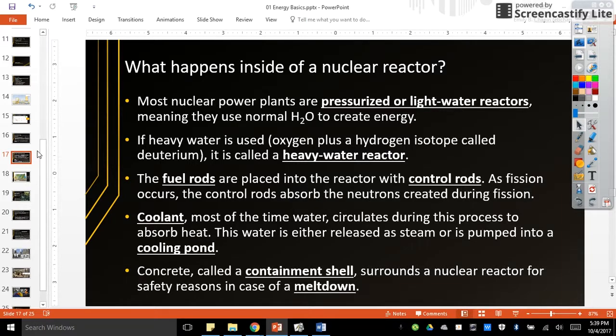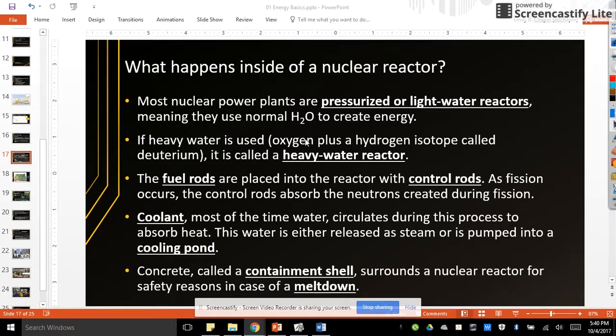If we use something called heavy water, which is water made with an isotope of hydrogen called deuterium, hydrogen in its nucleus just has one proton. Deuterium has a proton and a neutron. If we're using that heavy water, it's called a heavy water reactor. Now, the difference between these two is that a light water reactor has a separate chamber to pressurize our water or our steam, whereas in a heavy water reactor, the pressurization can just happen all in the same area as our fuel cell.